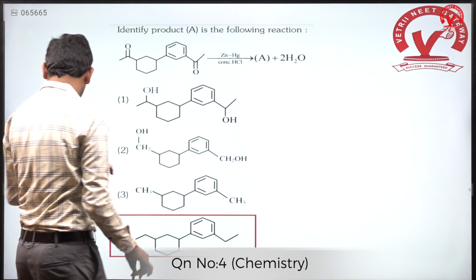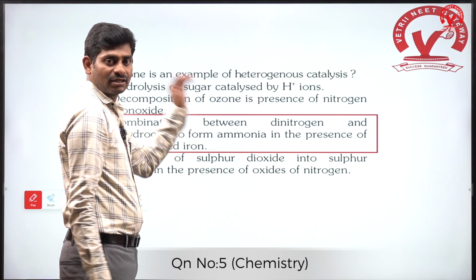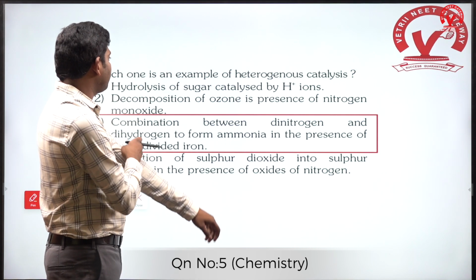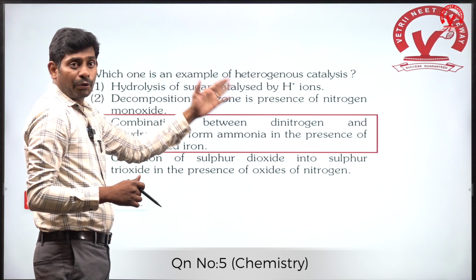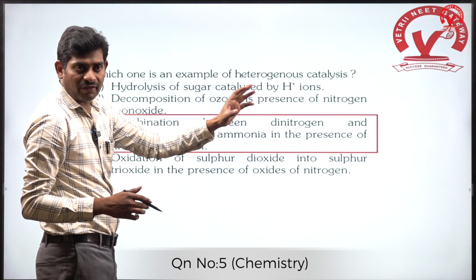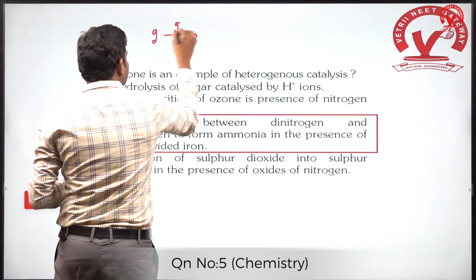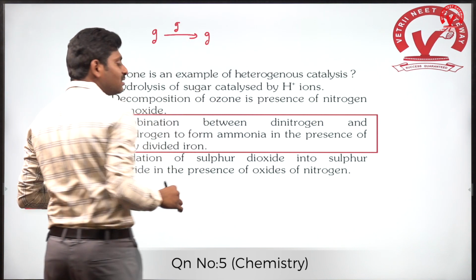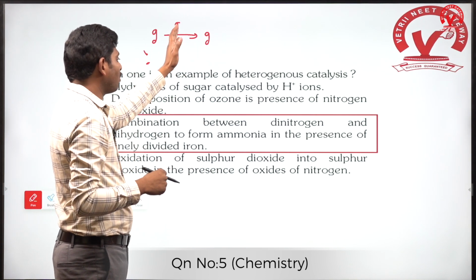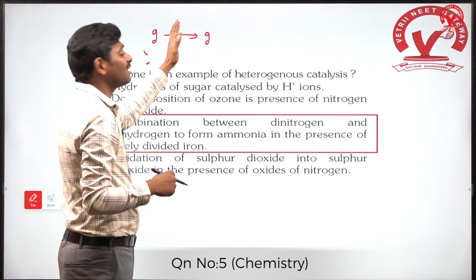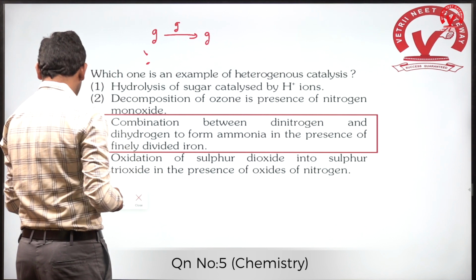So next we move on to the next question. Which one is an example of heterogeneous catalysis? First of all, what are homogeneous and heterogeneous catalysis? In homogeneous catalysis, reactants, products and catalysts are in the same phase. For example, reactants are gases, the catalyst is also gas, and the product is also in the gaseous phase. And when reactants, products and catalysts are not in the same phase, it is called heterogeneous catalysis. He is giving some examples, we will check them.